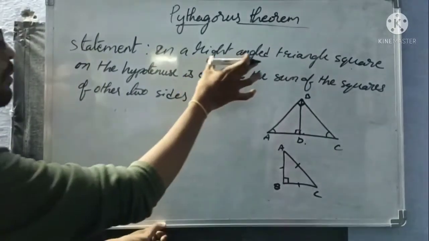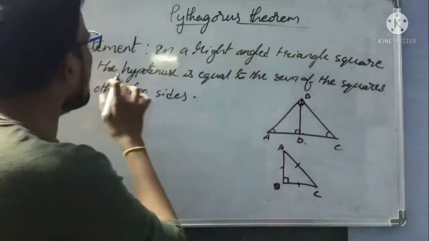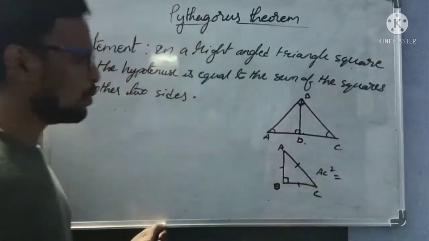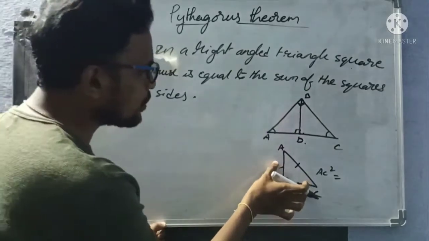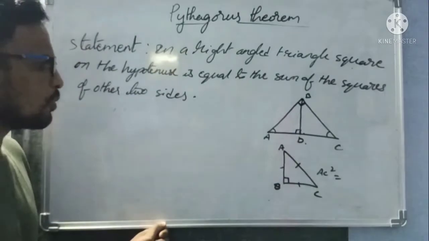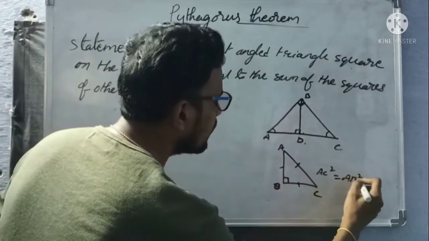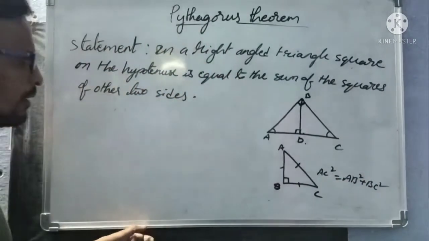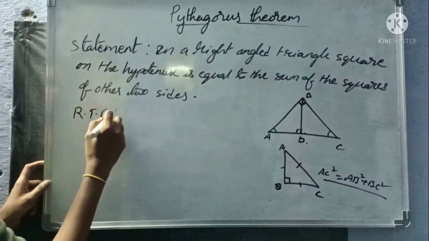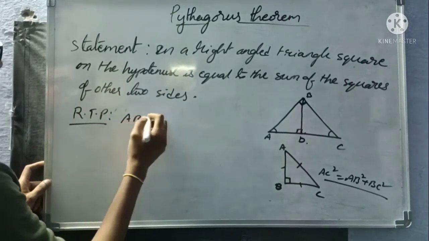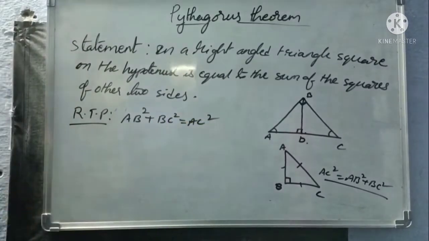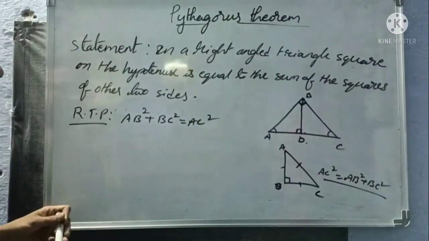So what is the meaning of this statement? Square on the hypotenuse means square on the longest side, that is AC square, is equal to the sum of the squares of the other two sides. So what are the other two sides here? AB and BC, right? So the squares of those two sides are AB square plus BC square. Okay, this is what we are required to prove: AB square plus BC square is equal to AC square.